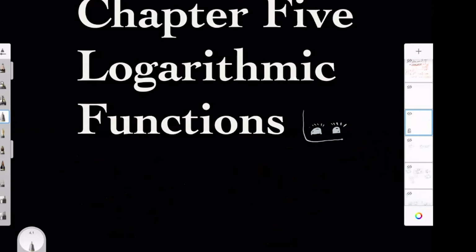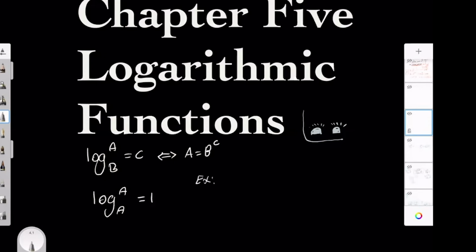There are a few properties of log that you need to learn or review. The first one was log of A base B equal to C. This equals A equal to B to power of C. Now log of A base A, the answer is 1. Example, what is log of 15 base 15? The answer is 1. Log of 3,000 base 3,000. Good. If they're same, the answer is 1.